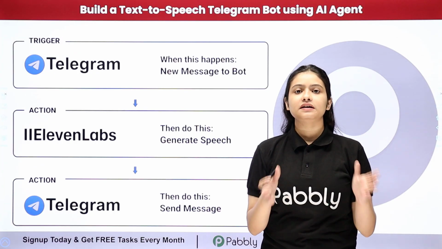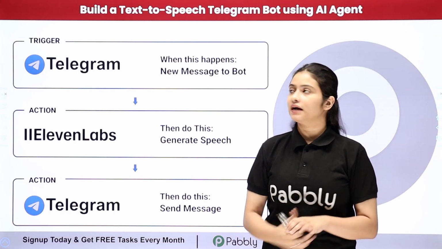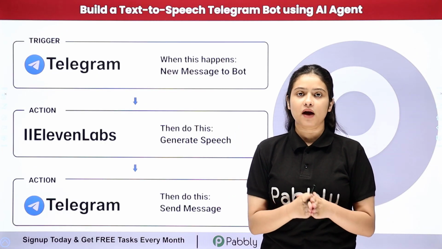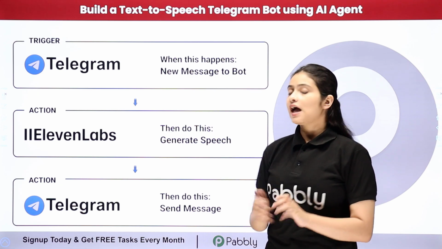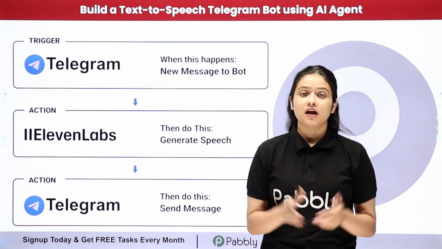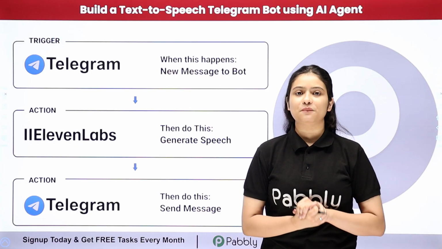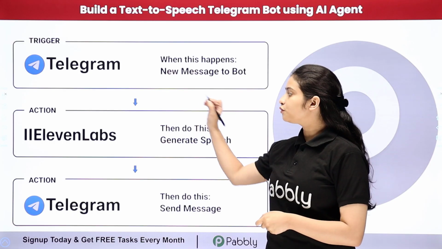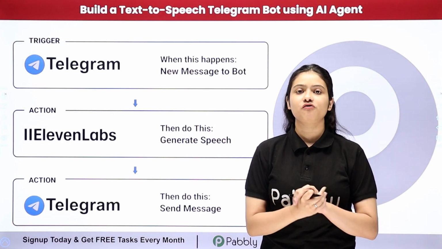So as soon as a tip is sent as a message on my Telegram group, automatically I want to convert it into speech format as well with the help of 11 Labs. And I want to send that same message on my Telegram group once again. Now, to automate this entire process, I'm not going to use any coding or programming skills. I will be simply connecting my Telegram group with 11 Labs with the help of Pabbly Connect.